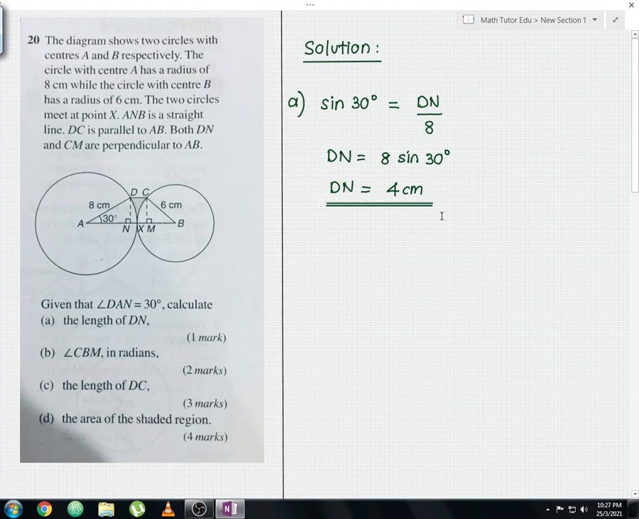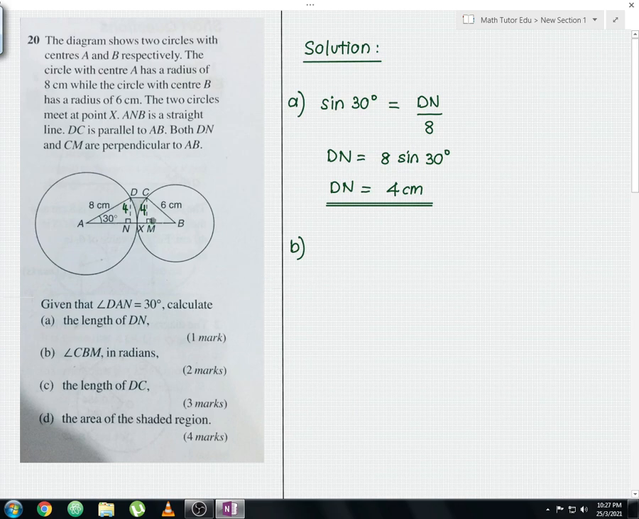Okay guys, it's pretty short question for the part A. So let us proceed to the question part B, where they require us to find the angle of CBM in radians. Since the length of DN is equals to length of CM, it is possible for us to calculate the angle of CBM over here, also using the trigonometry concept. So let me write here the 4 and 4. At least it will be easier for you guys to see the explanation.